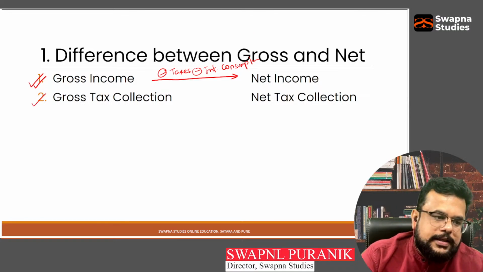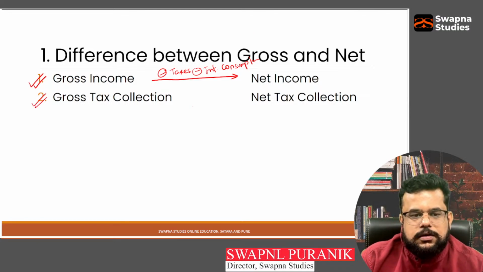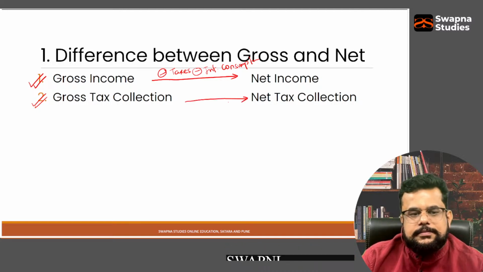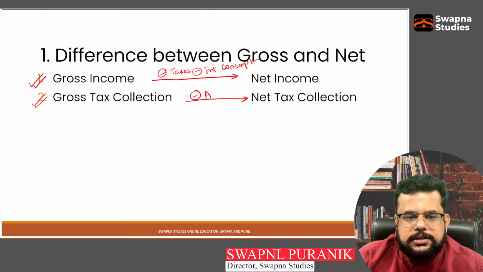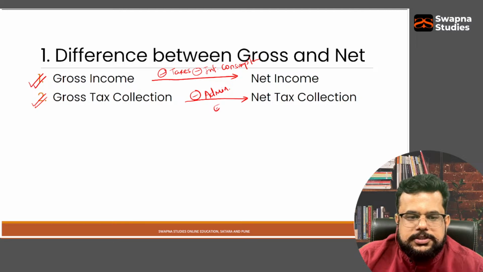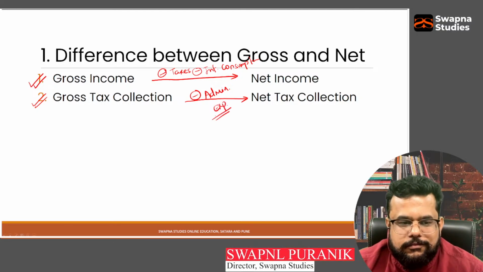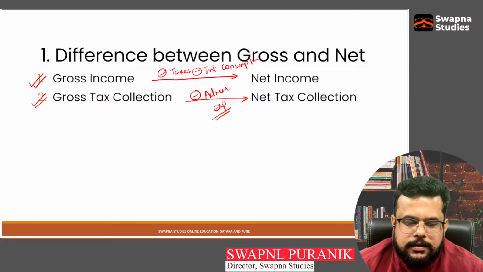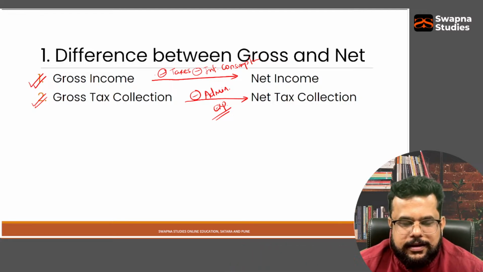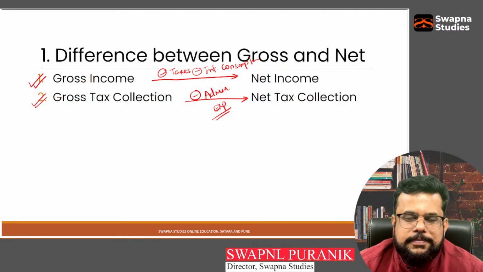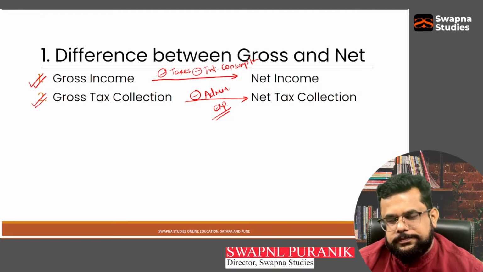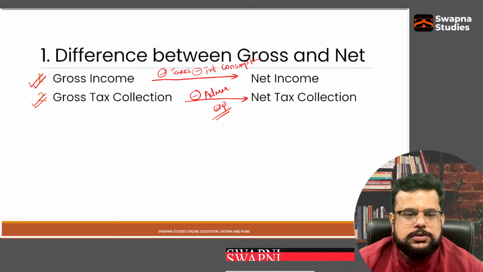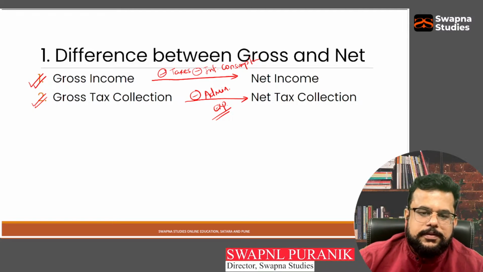If we take the example of government finances, what we call public finance, if we take gross tax collection and reduce the administrative expenses incurred during the tax collection process, for example the expenses of the income tax department, the CBDT, the GST department, and so on, we get what we call net tax collection.